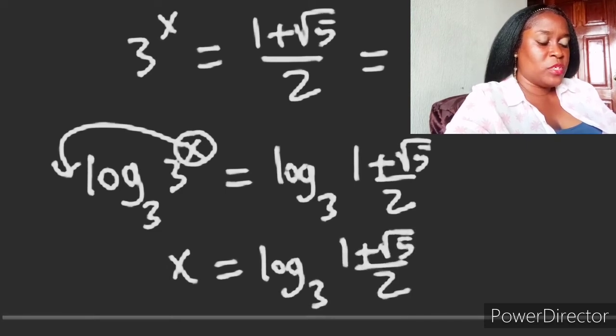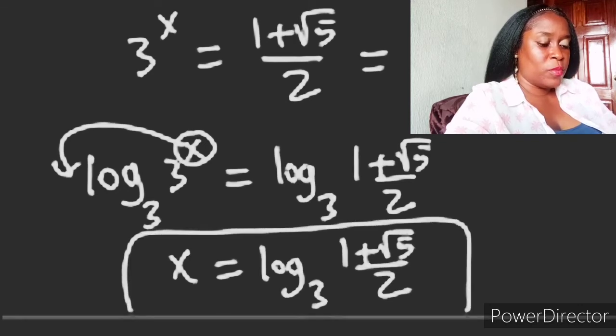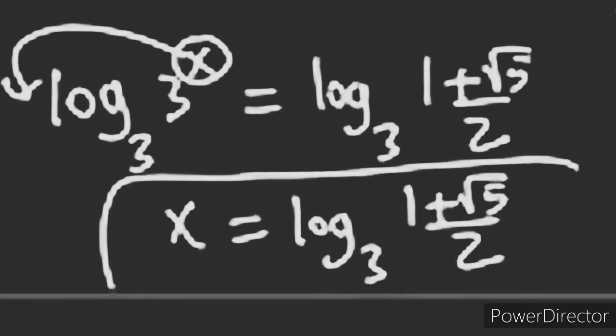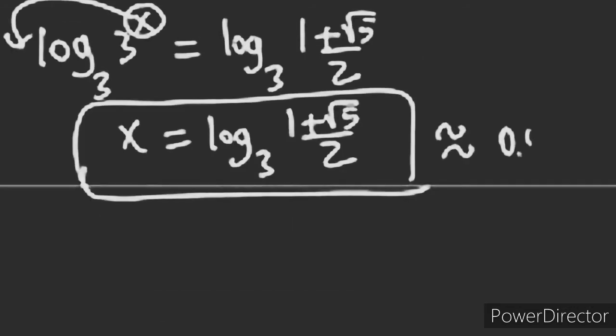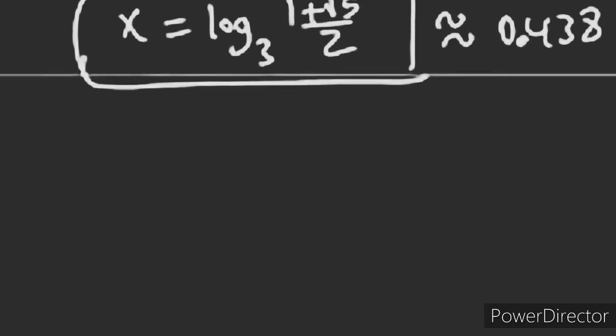So if we punch it in our calculator, we're going to have a value, and that value is approximately 0.438, and we'll take that as our final answer.